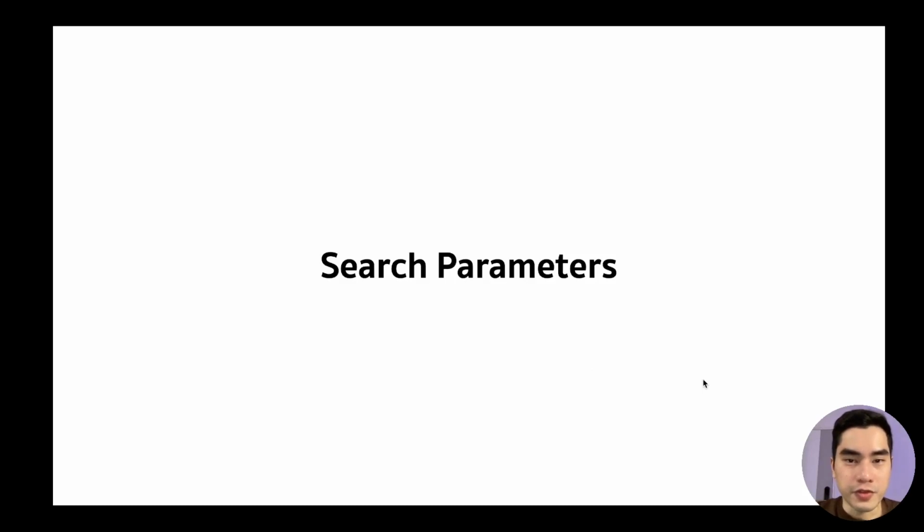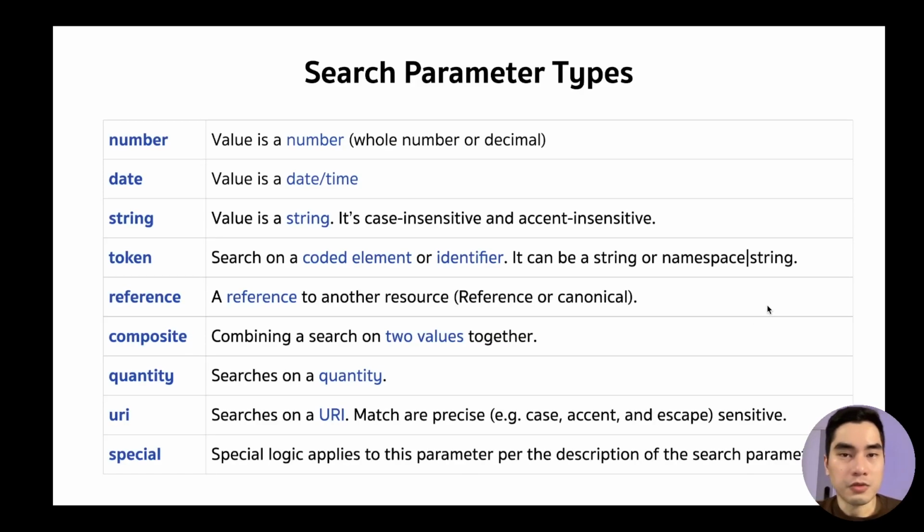So now we have finished the introduction part. Now is the complicated part. We will begin with the search parameter types. There are 9 parameter types. Some are simple, some are a bit complex. For the special type, I will not talk about it today.